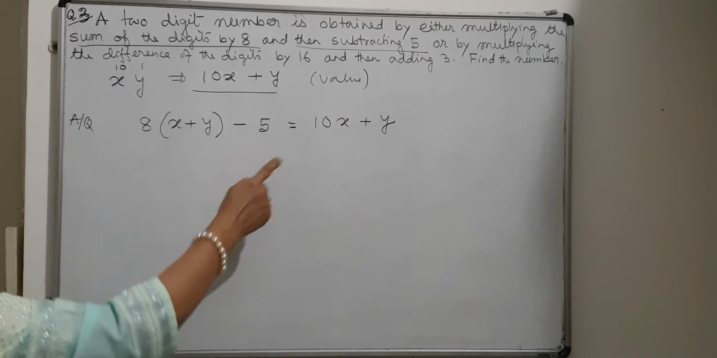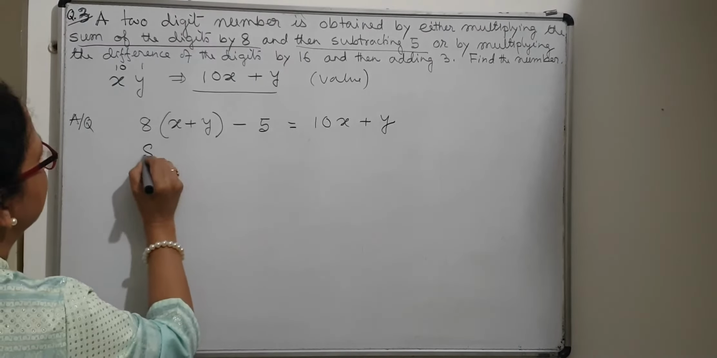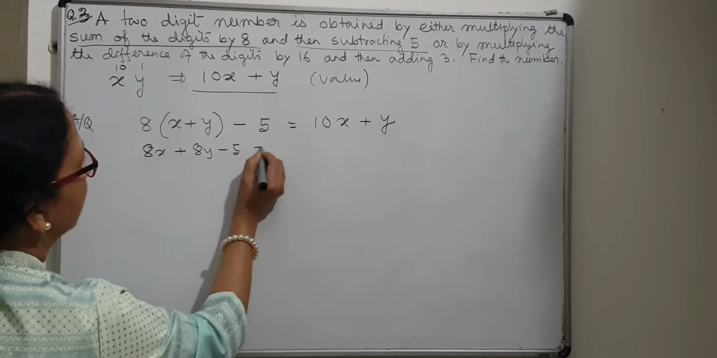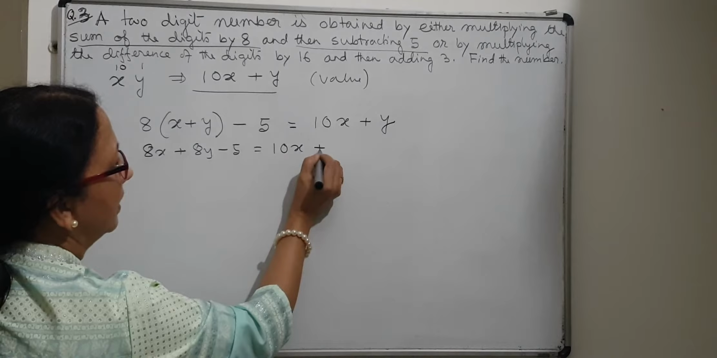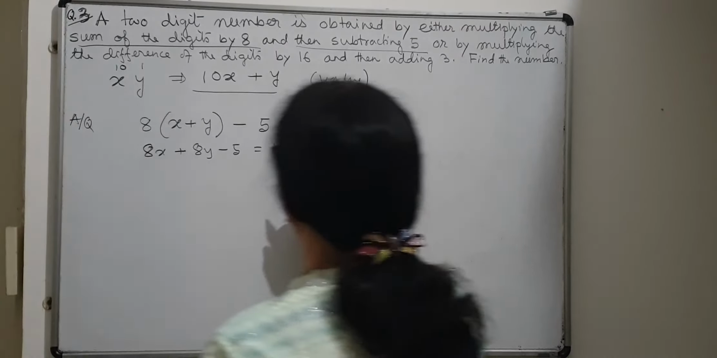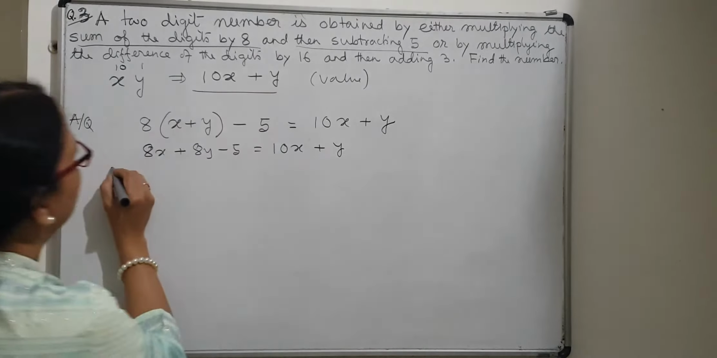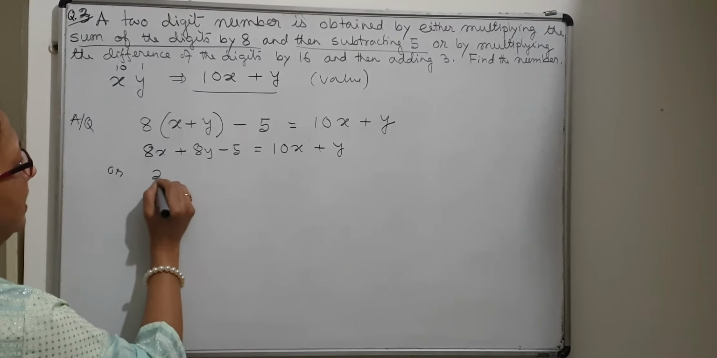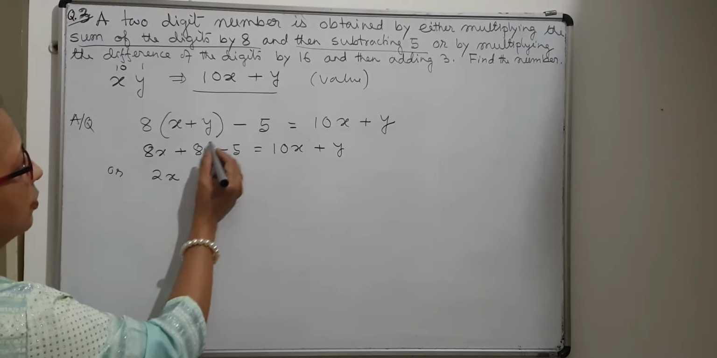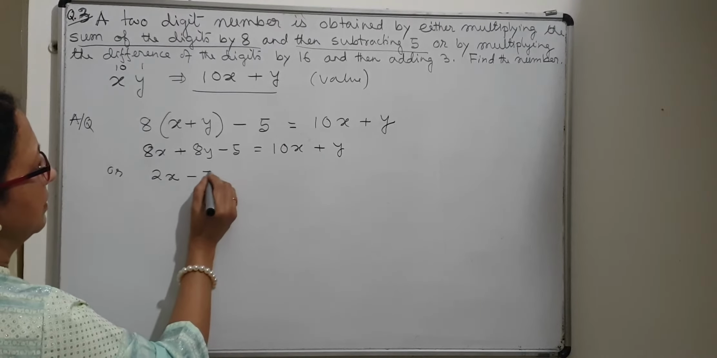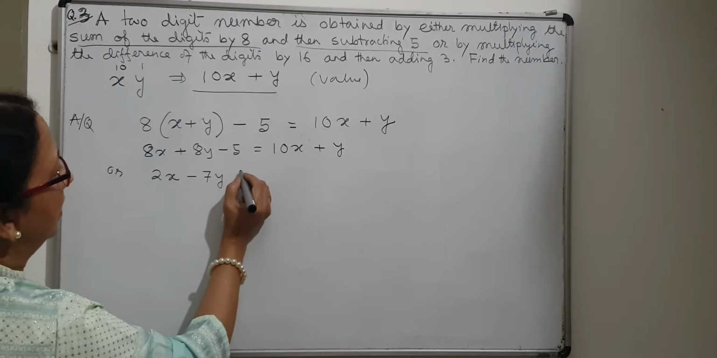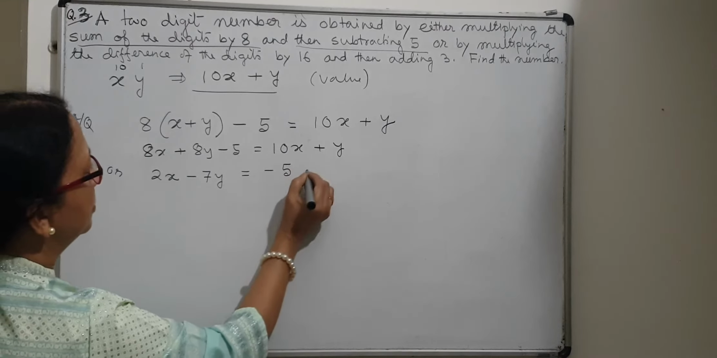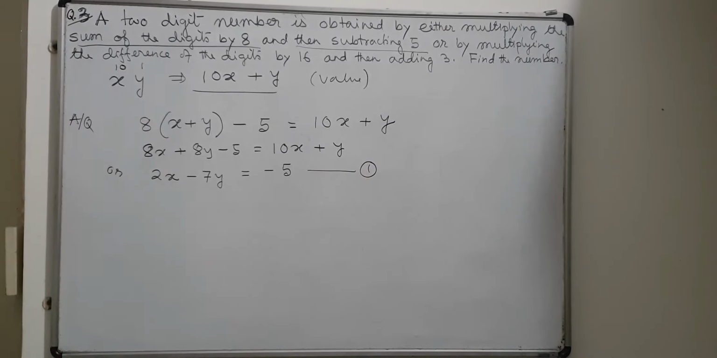If we simplify this, it is 8x plus 8y minus 5 is equal to 10x plus y. Very easily we can simplify this. Take 8x to that side, so 10x minus 8x is 2x, and this will go to that side, so it will become minus 7y, and minus 5 will be left here. So this is equation 1.